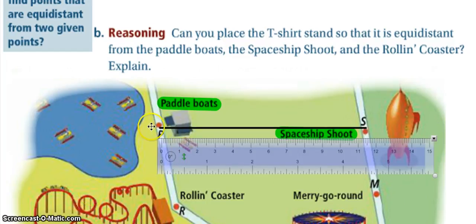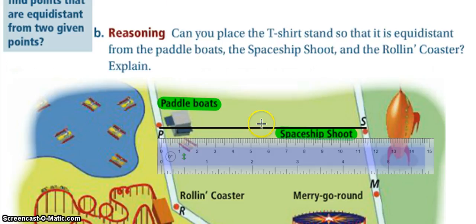Alright, so what we want to do is connect the line that is between our paddle boats and spaceship chute so that we can find the bisector and more so the perpendicular bisector. So I can measure this distance and see that it's about 11.5 on the ruler that I'm using.